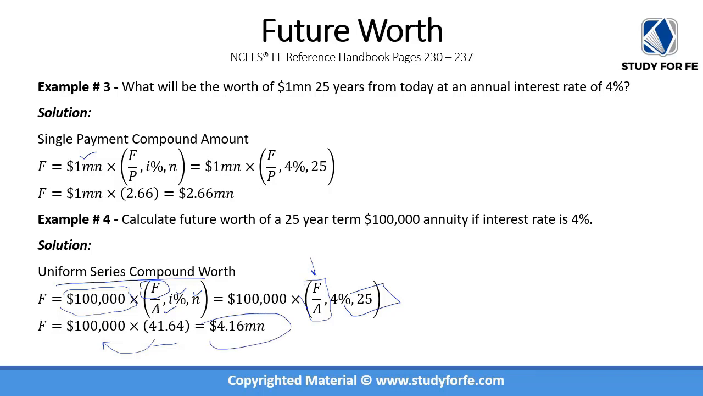So if somebody is paying you $100,000 each year at an interest rate of 4%, and they're paying you this amount every year for 25 years, that is the same as them paying you a lump sum amount of $4.16 million in the future, at the end of year number 25. As you can see, we are evaluating time value of money. We are going between present to future, future to present, annuity to future, annuity to present, and so on.